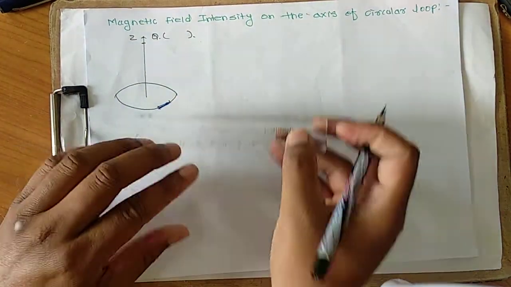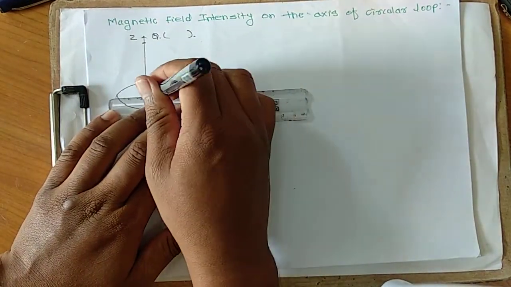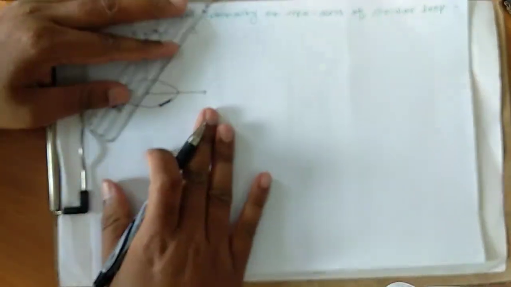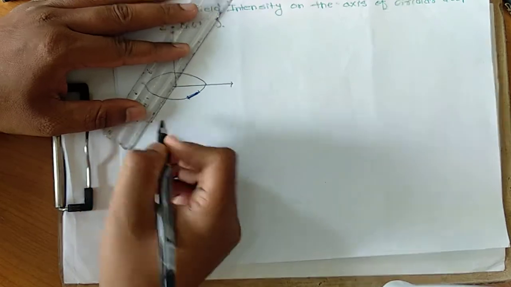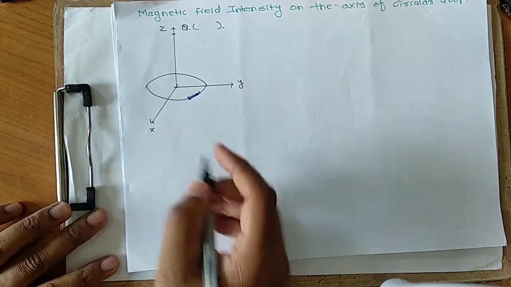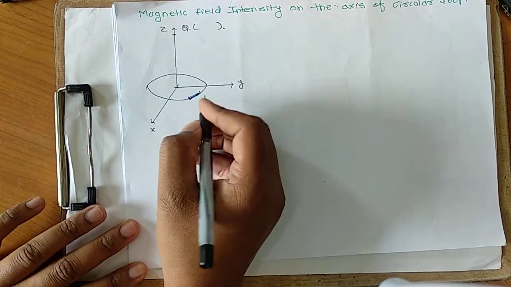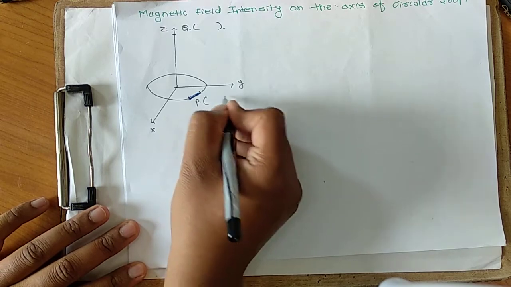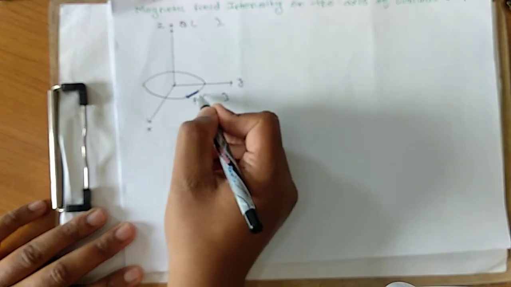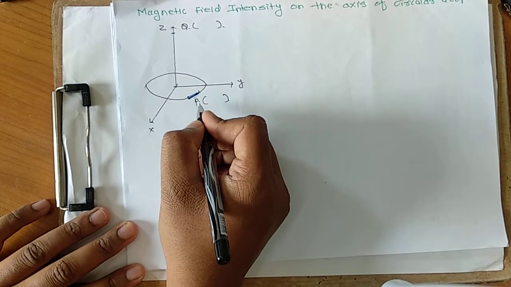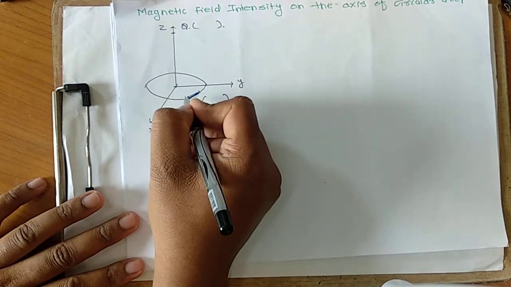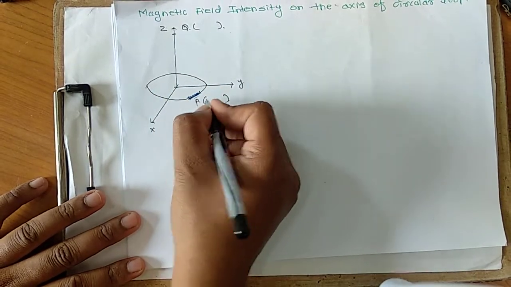Before that I will complete the axes. This is the y-axis and this is the x-axis: X, Y and Z. Due to this small portion of differential length, we have to find the field. Suppose I take this small part; as compared to the ring, we consider it a small point. For this point P, we have to find the coordinates. What about the radius? The radius of this circular ring is R.